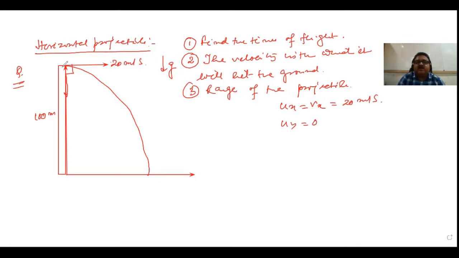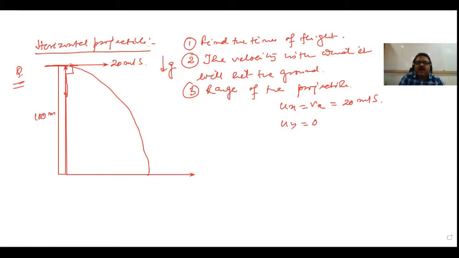For the time of flight, I am taking the motion along this direction, correct? I told you this in many of my videos: always consider the point or the line from which you are projecting as the line of reference. If anything goes above it, consider it positive. If anything goes below it, consider it negative. If anything goes forward, take it positive. If anything goes backward, take it negative. Correct? This is the usual sign convention.